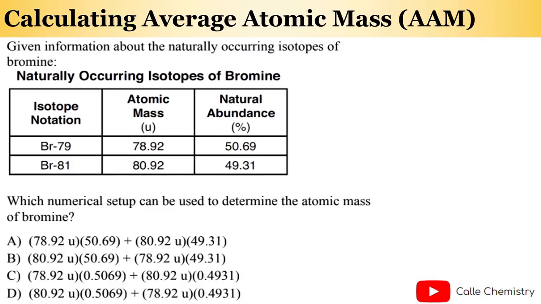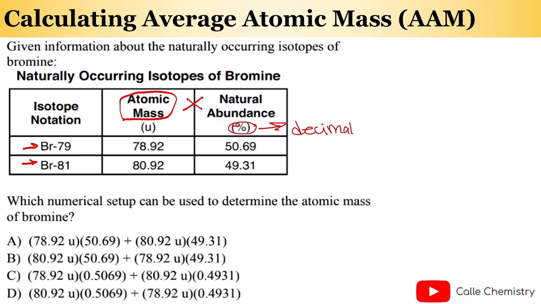First question, calculating average atomic mass. If we look at this question, they're asking us for the numerical setup that can be used to determine the atomic mass of bromine. They give you bromine 79 and bromine 81. What you are to do is for each of these isotopes, you are going to take the atomic mass and you are going to multiply it by the natural abundance.